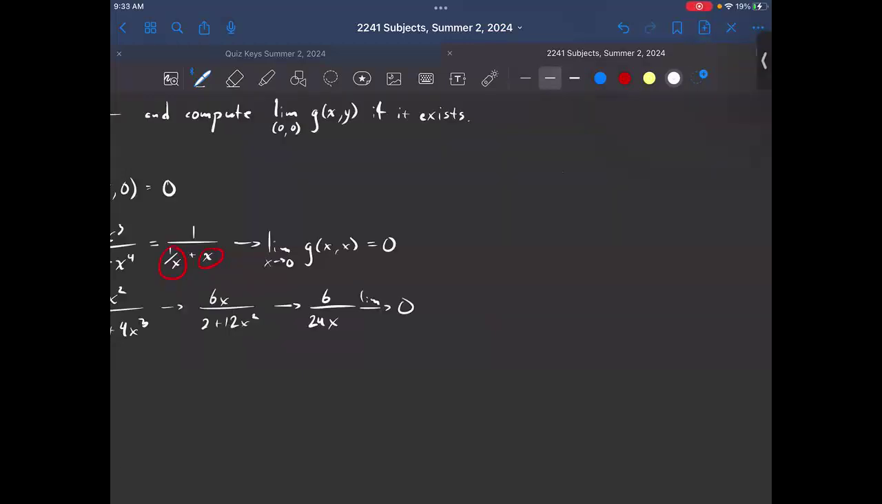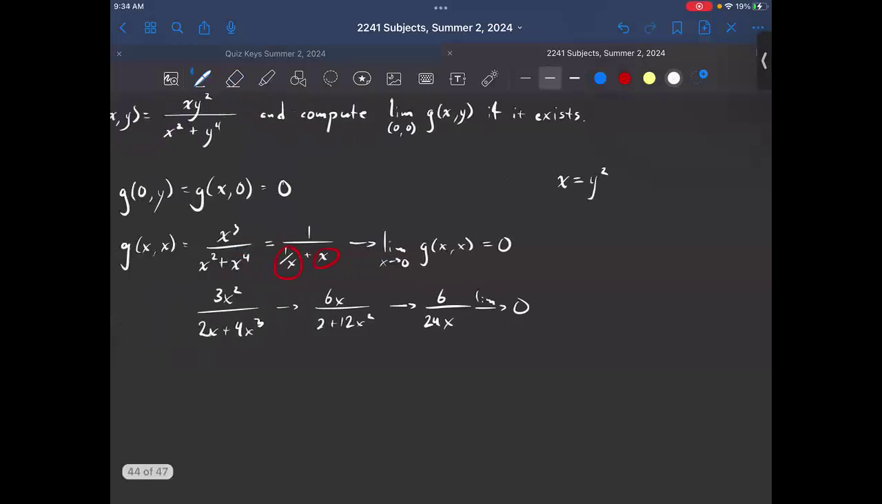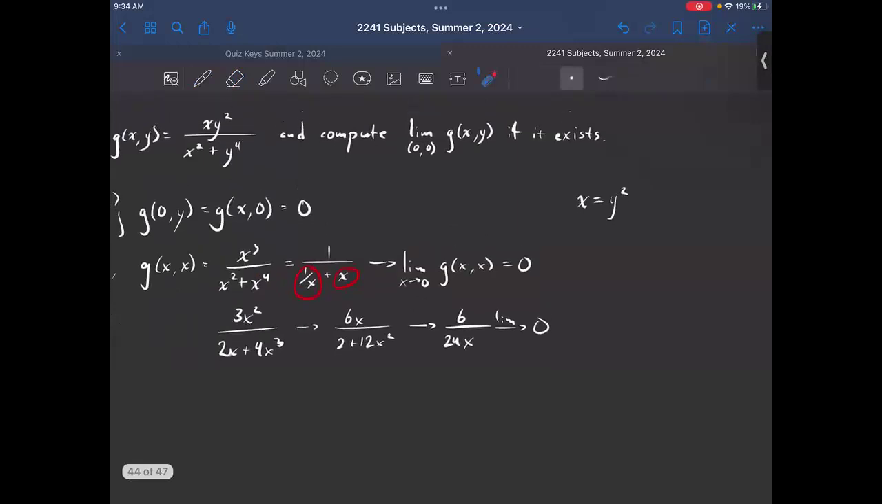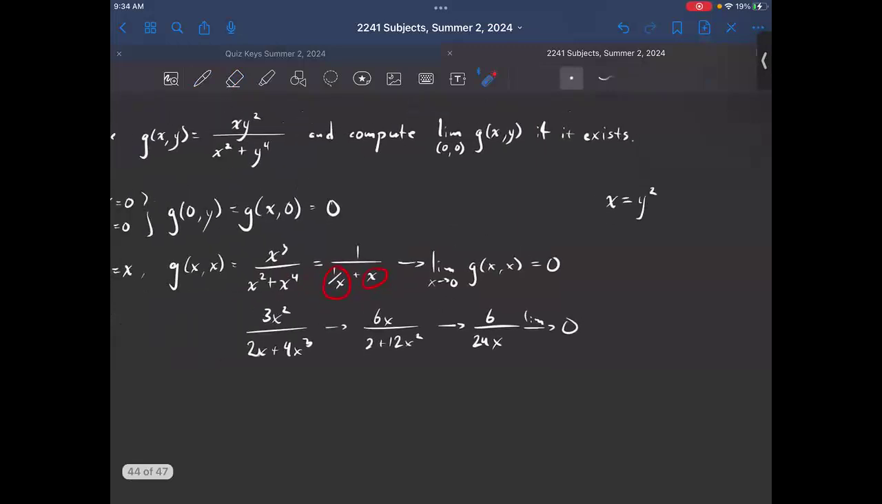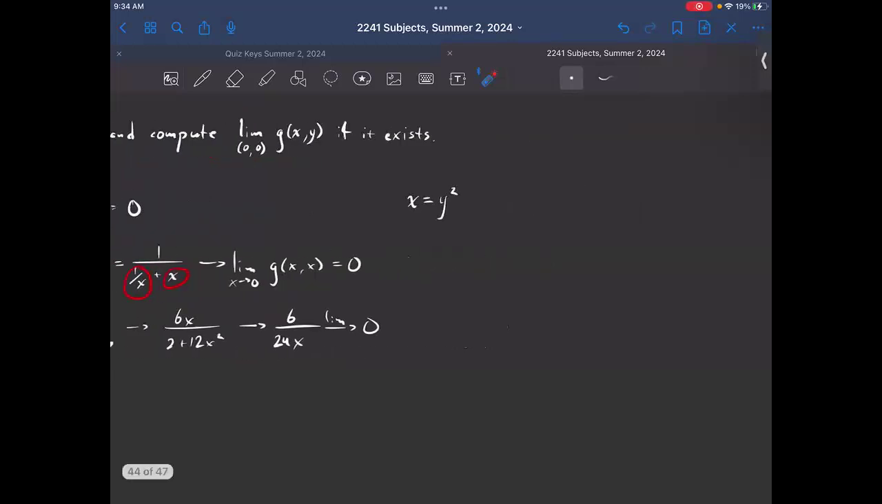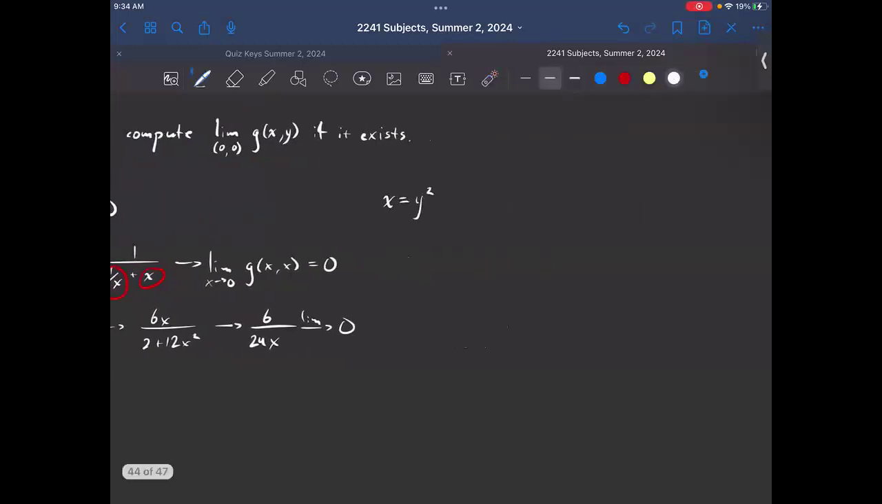And so what if we use the path instead, x equal y squared? And if we look at our function over here, we might see a little bit better why that might be a good guess. So I have y squared here and y to the 4th down here. If I set x equal to y squared, then I get y to the 4th up here and y squared squared right there. So that then gives me the same sort of thing that I saw above.